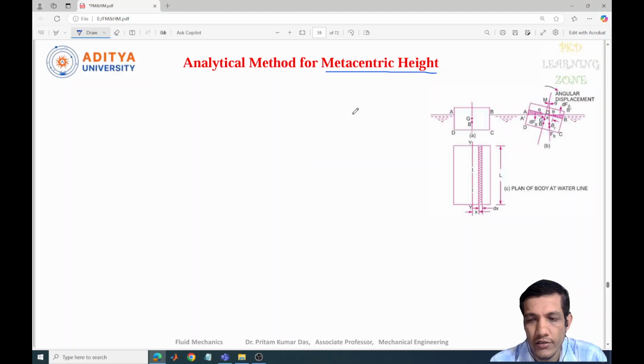For this I have taken a body which is floating on the water, and this is the water surface, and this is the body which is present. This is the front view of this object, and this is the top view of that object. Now this body is situated like this.